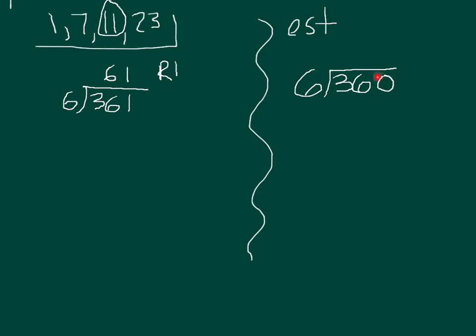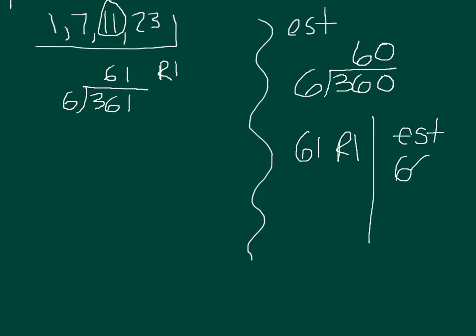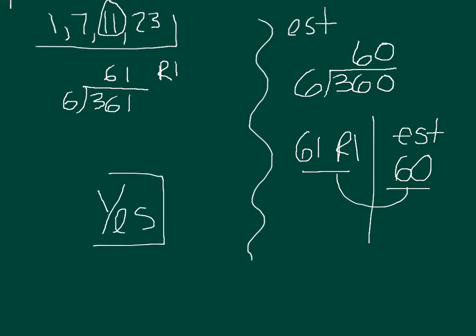Alright, now we are pretending like that 0 does not exist. We're doing 36 divided by 6. That answer is 6. And then we are moving that 0 right up to the top. So it's 60. And it says our answer should be 61, remainder 1. And our estimate that we just did is 60. And since these are close, the answer is yes, it is reasonable.